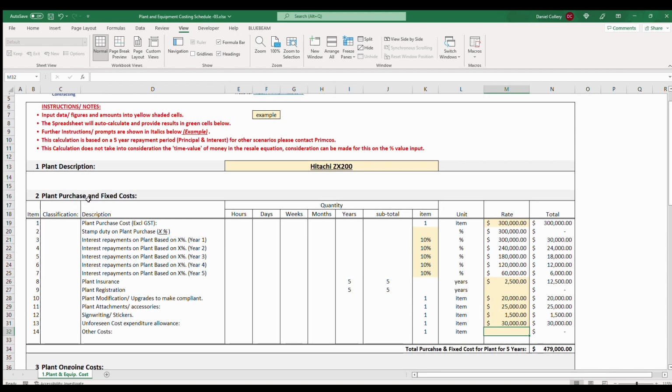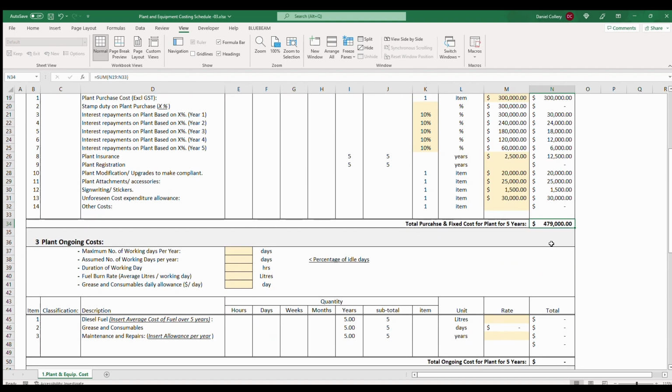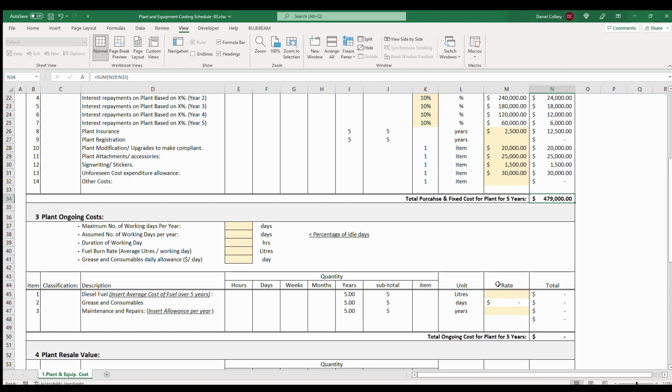So that's the plant purchase and fixed costs. So this cost is incurred whether the machine is hired out or not. Generally, most of these are going to occur regardless. And then we've got the ongoing costs, which are more variable dependent on the work the machine is doing. So maximum number of working days per year, based on say 48 weeks, 5 days a week, that would be say 240 days. But this machine probably isn't going to be hired out 100% of the time, so that's based on maybe 75% of the time, which would give us 180 days of actual work.